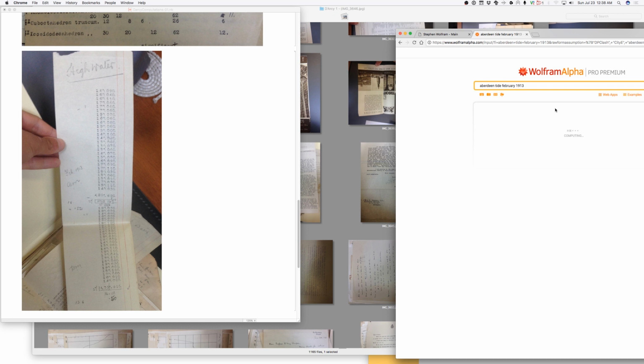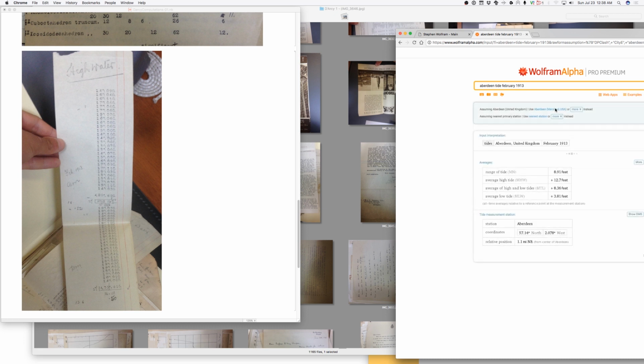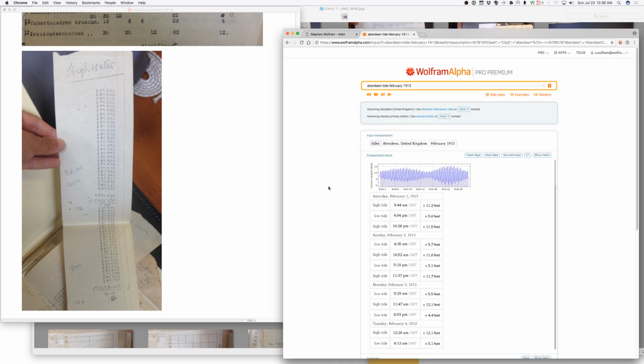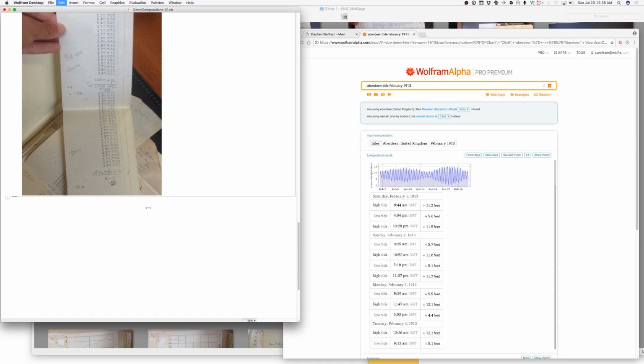You know, there was a point at which the Admiralty Office was telling us that the tide tables were classified for fear of invasion, but they were available from the 1800s. Okay, here we go. Oh my gosh, this is fun. Okay, so let us see what we can figure out here. So this is Aberdeen, United Kingdom, February 1913. So that's the tide that we have there. Let's put that in this notebook here.